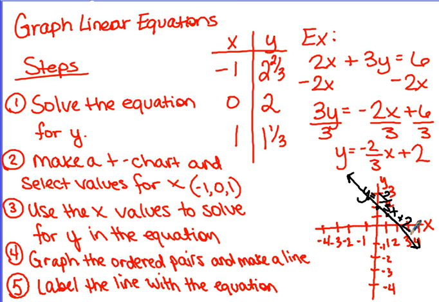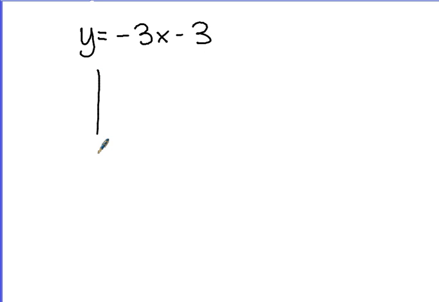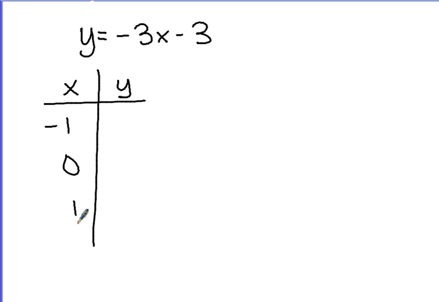Let's go ahead and try one more. We'll do this one together. We have y equals negative 3x minus 3. All right, conveniently, step 1 is already taken care of for us. We don't have to solve the equation for y, it's already done. But we do want to make a table with our x and y, and we want to choose values for x. Again, I'm going to choose negative 1, 0, and 1. You can choose whatever numbers you want, but keep in mind you need to graph them, so they should be reasonable.